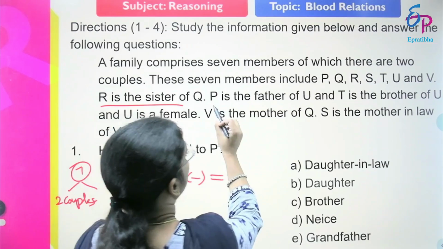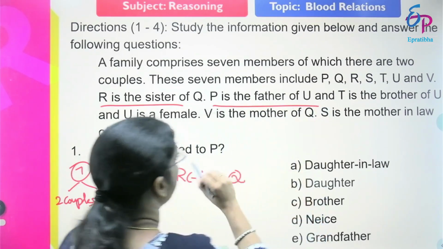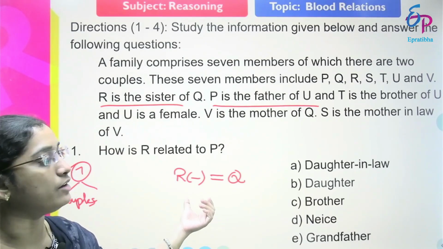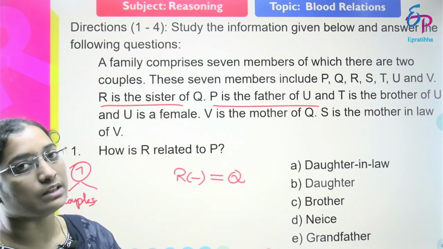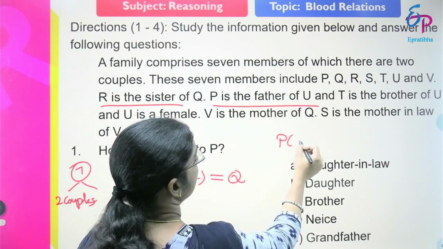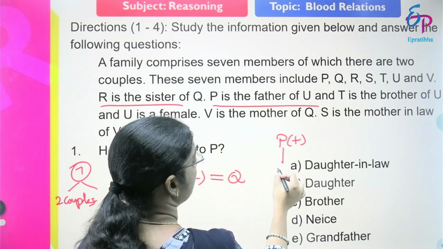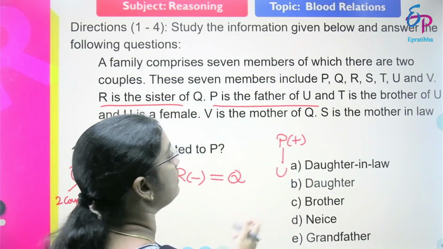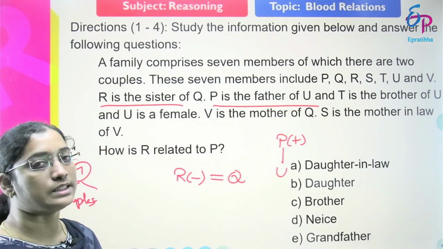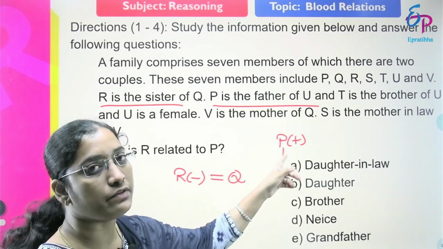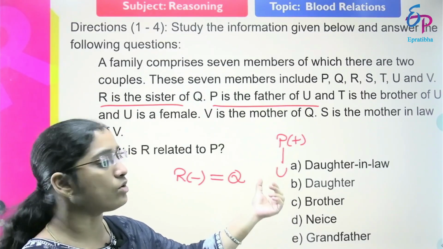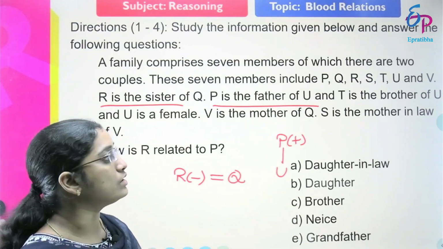Next, P is the father of U. But in our diagram we don't have persons P and U, right? So we need to take a different picture. P is the father of U. Father of which person? U, right? So U is the child of P, but we don't know U's gender, right? P is the father, and father means a male person, so I am taking the plus symbol for P. We don't know the gender of U, so I am not marking a gender for U.